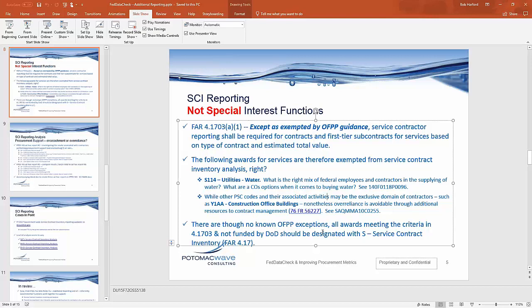Again, there are no known OFPP exceptions. All awards meeting the criteria in 4.1703 that are not funded by DOD are covered. If they're funded by DOD, service contract inventory reporting is not applicable. So I know the Department of Interior has awards that are funded by DOD. Those are out. So if you meet those thresholds and they're not funded by DOD, you've got to stamp that service contract inventory reporting requirement and put one of those two clauses in the contract.